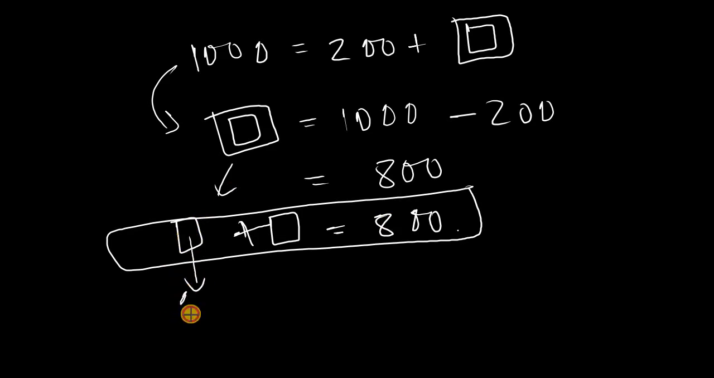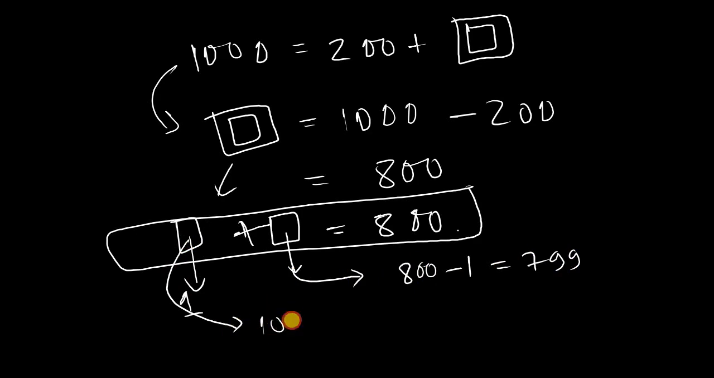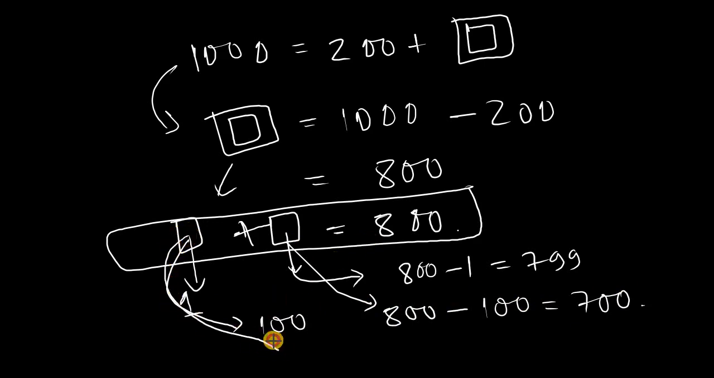Say, if you choose 1 over here, then the next number will be what? 800 minus 1, which is 799, right? So the next number is 799. Now instead, if you choose 100, then the next number will be 800 minus 100, which is equal to 700. So you can choose like this, but remember, you cannot choose more than 800.